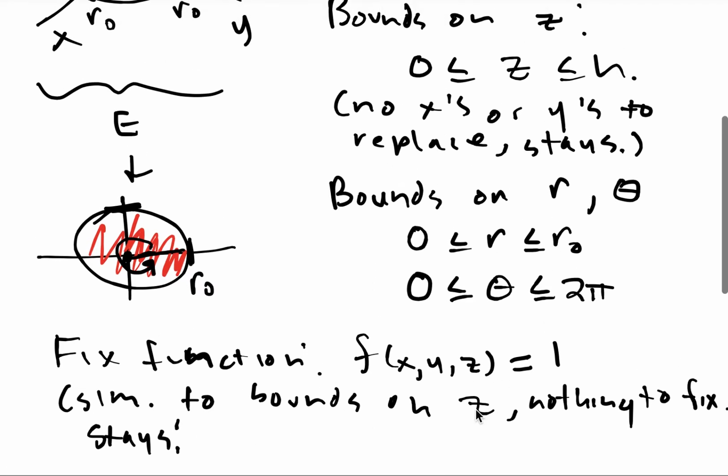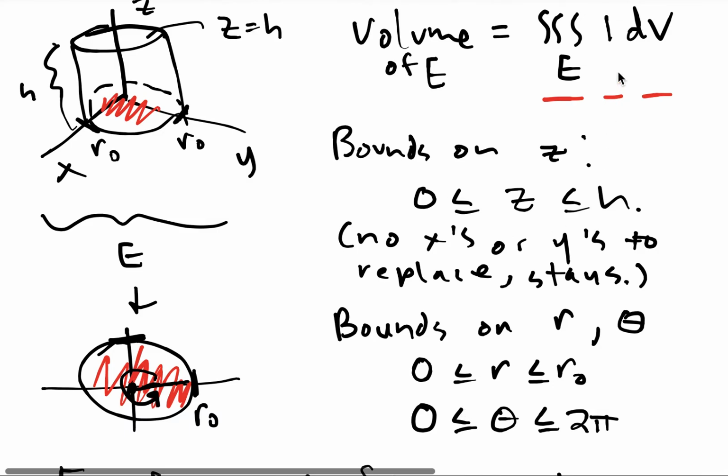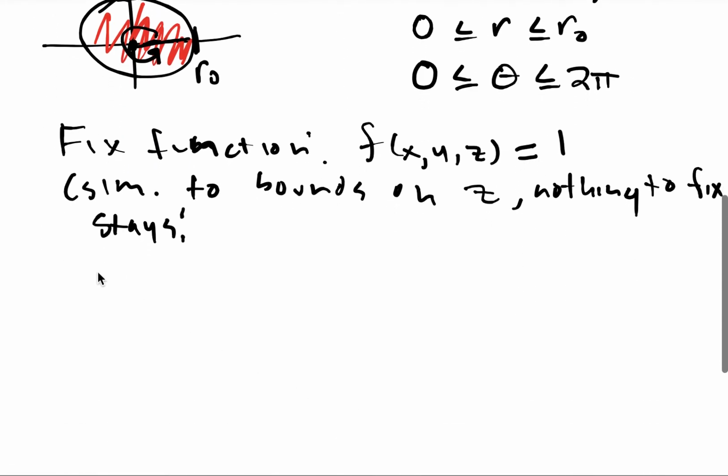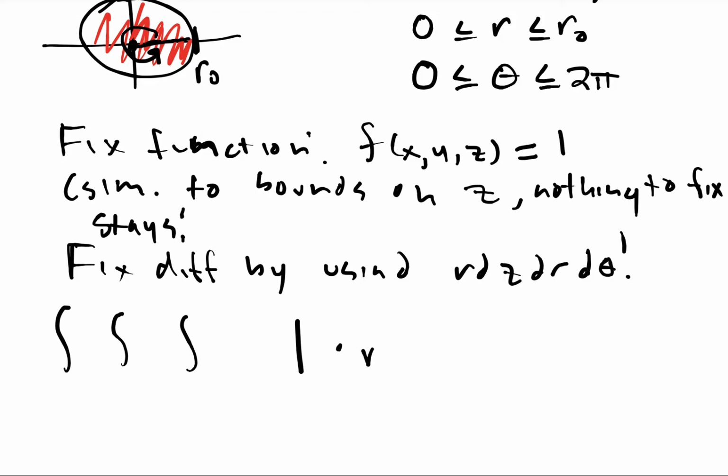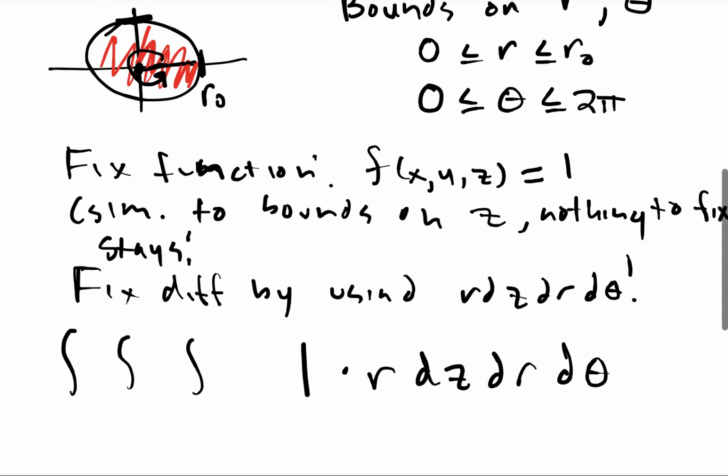The final thing that I need to do is fix the differential. I'm going to do this in line with the rest of my problem, but I will point out we fixed that differential by using r dz dr d theta. So, let's piece all this together at once. When I fixed my function, there was nothing to fix. We said we'd leave it as 1. When I fixed my differential, we said that we have to tack on r dz dr d theta, and this specifies the order that I had to set up all my bounds in.